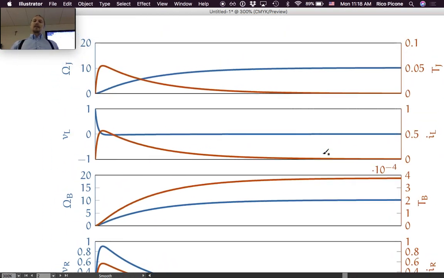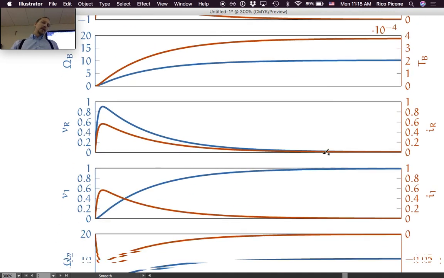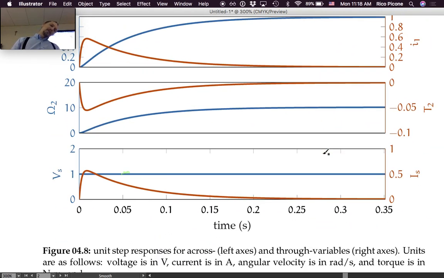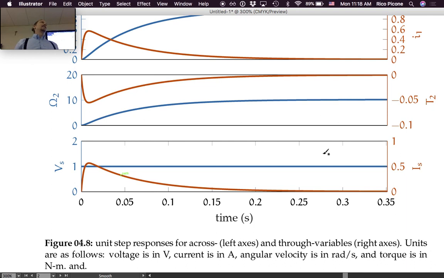This is just freaking beautiful, this figure. It took me forever to make this so pretty. You are welcome.